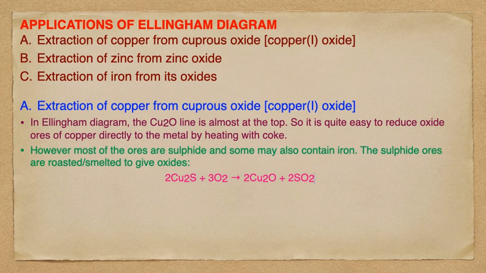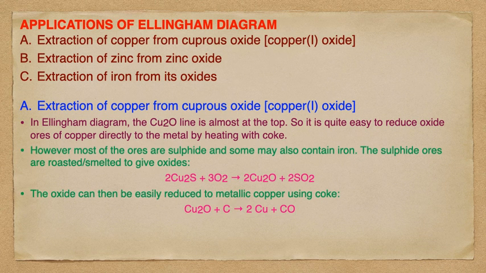First one is the extraction of copper from cuprous oxide, that is copper 1 oxide. In an Ellingham diagram, the Cu2O line is almost at the top, so it is quite easy to reduce oxides of copper directly to metal by heating with coke. However, most of the ores are sulfide and may also contain iron. The sulfide ores are roasted to give oxide. First we do the roasting of the ore to convert sulfide ore into the oxide ore. The equation is given. The oxide can then be easily reduced to metallic copper using coke.